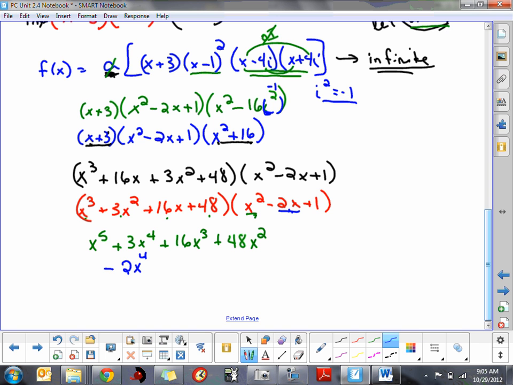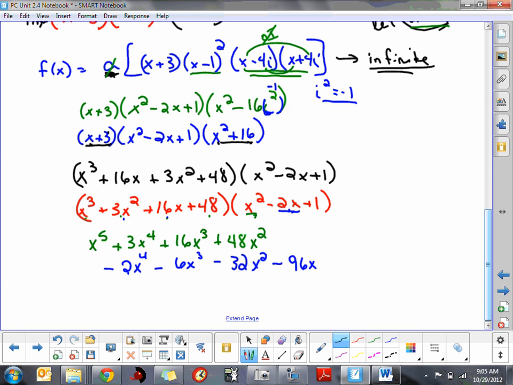So now I'm going to take the negative 2x times 3x squared. That's going to be a negative 6x to the 3rd. I'm going to take the negative 2x times 16x. That's going to be a negative. 2 times 16 is 32. X times x is x squared. And I've got a negative 2x times 48. That's going to be a negative, and that is a 96x. And there weren't any other x's, so I put it on the end.